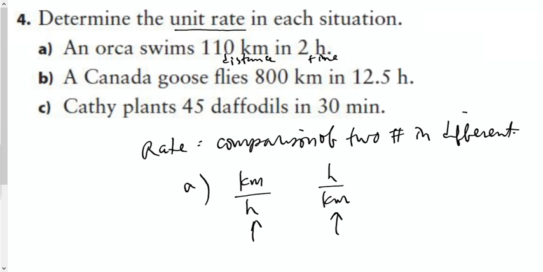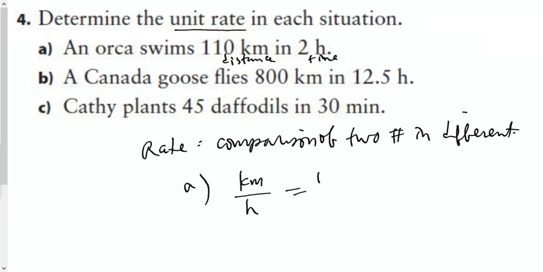Now, the obvious answer, the one we use all the time, is kilometers per hour, because that is a rate of speed that we're all familiar with, because every sign on every street and every highway has what we call a speed limit in kilometers per hour. So we're going to use the first one. That doesn't mean that the second rate of hours per kilometer is not something we might use someday, right? We might want to know if it was a distance of a kilometer, how long is it going to take the orca to go that distance? Then we would use that.